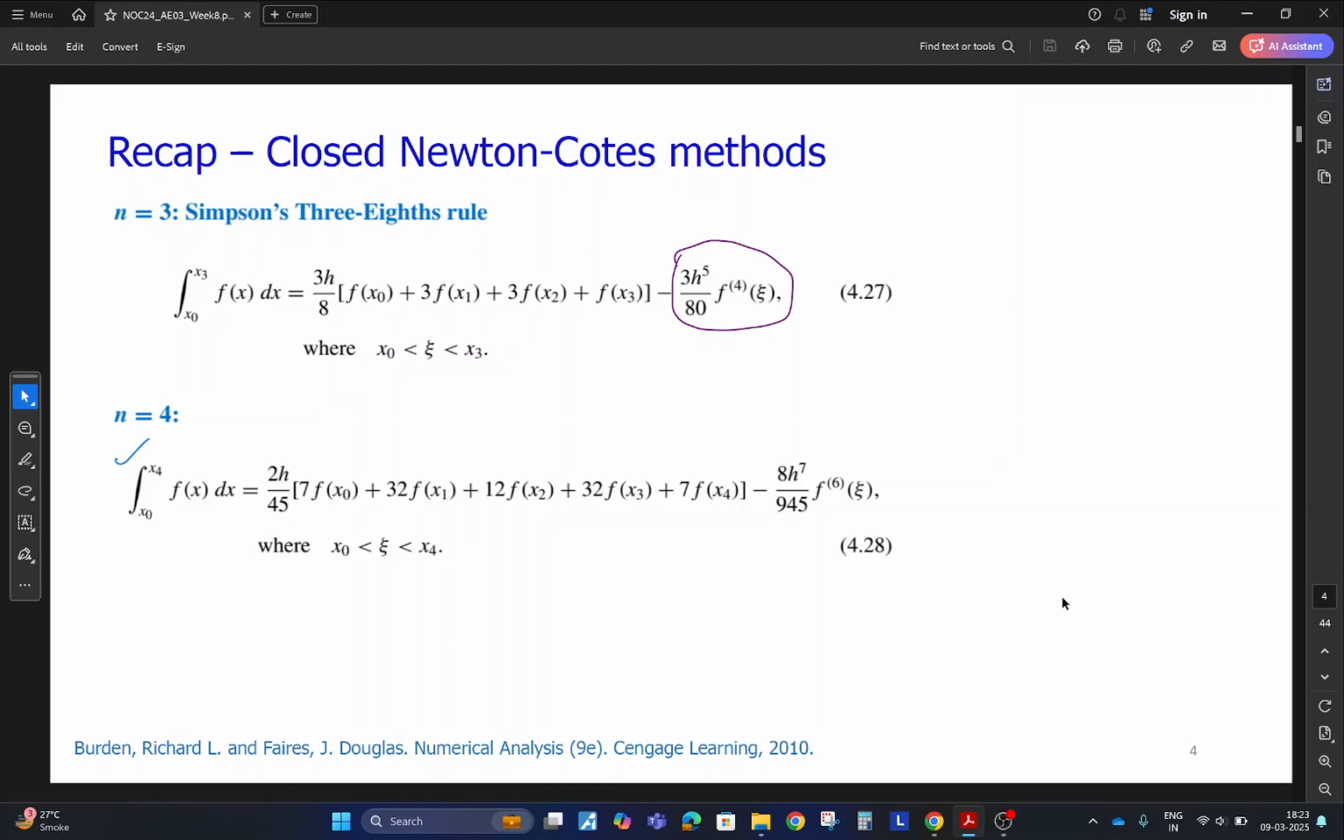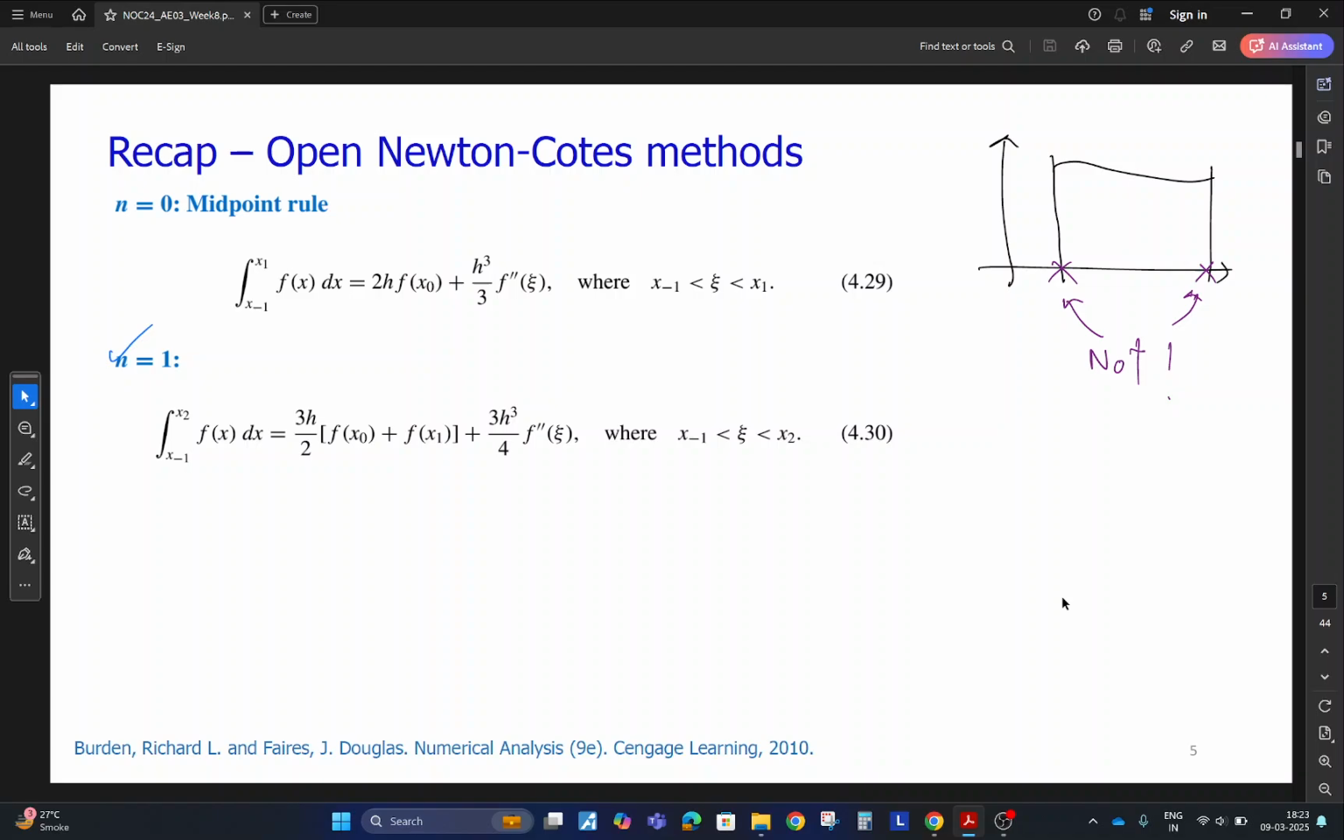The closed Newton Cotes method formula for four integral points does not have a specific name, and it might not be very frequently encountered in mathematical analysis. However, just for the sake of completeness, we are mentioning it here.